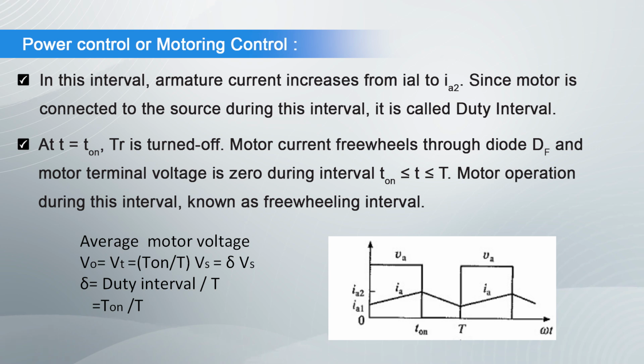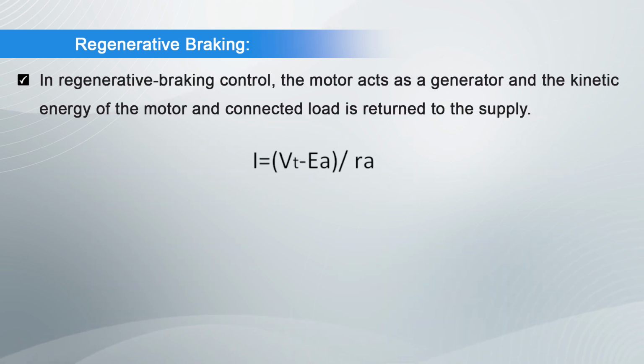The average motor voltage V naught is equal to T on by T into V s, or is equal to del into V s, where del is known as the duty ratio and del is equal to T on by capital T. Now, next is regenerative braking.